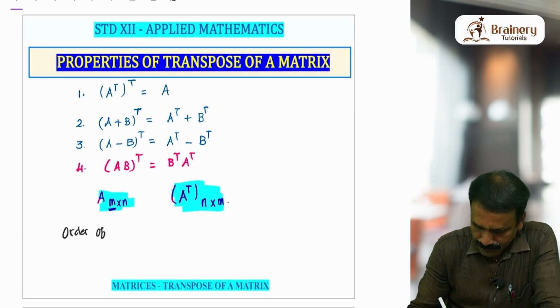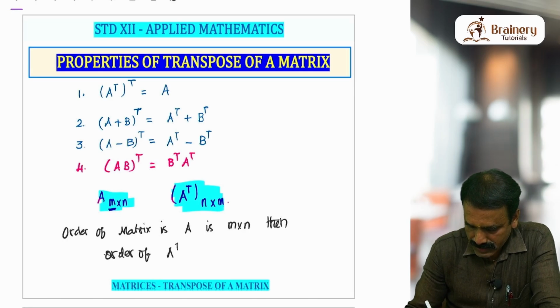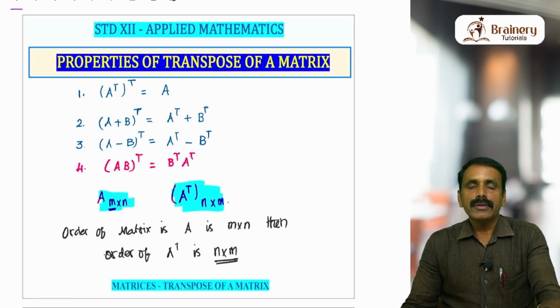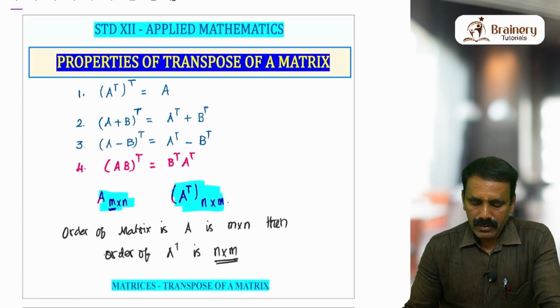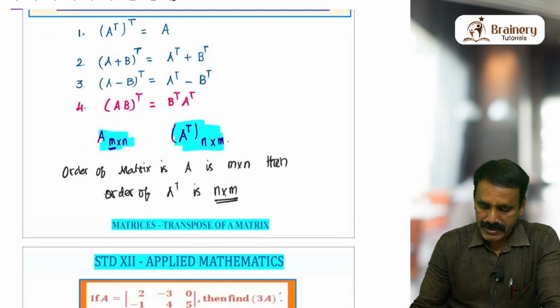Order of matrix A is m by n, then the order of A transpose is changed to n by m. So these are the properties of transpose of a matrix. With this introduction, let us start solving problems based on transpose of a matrix.